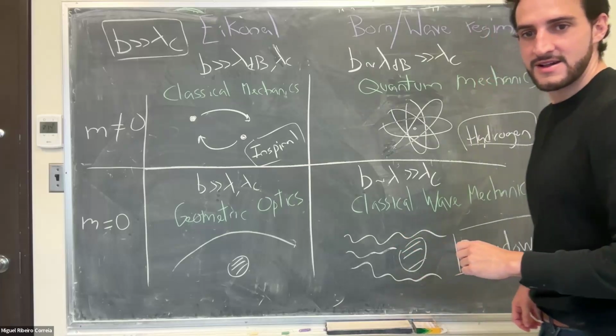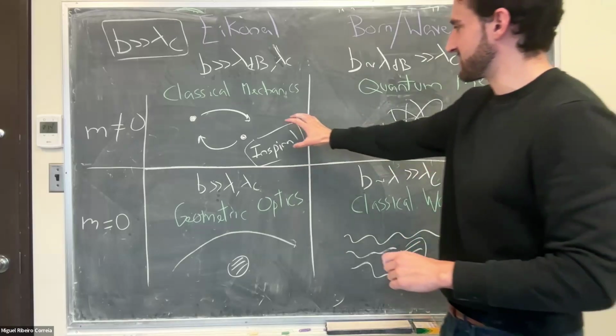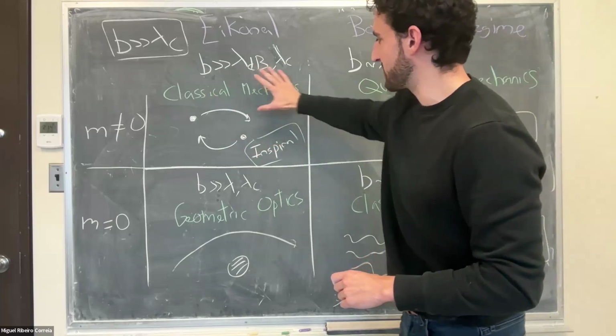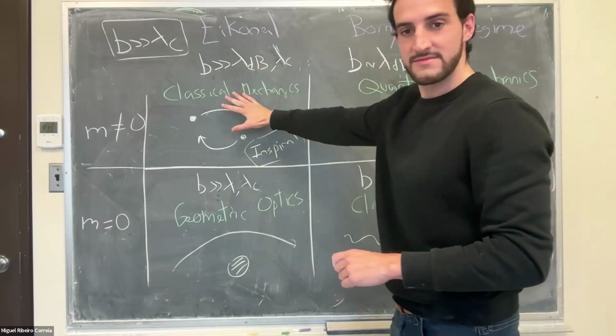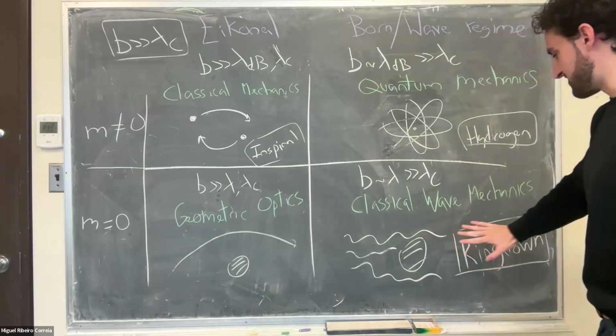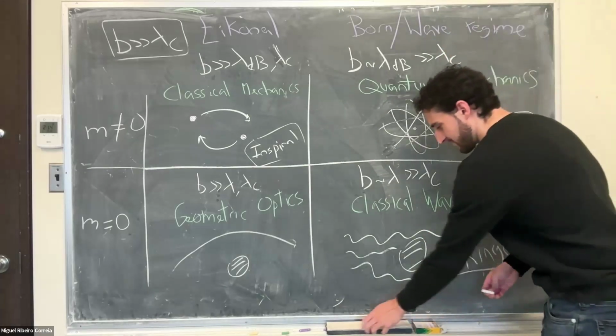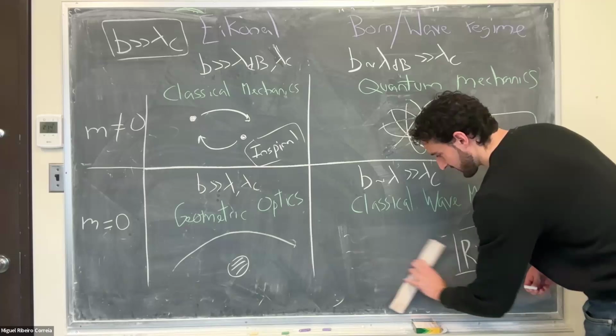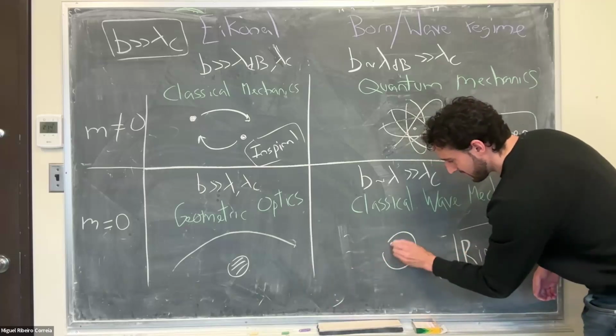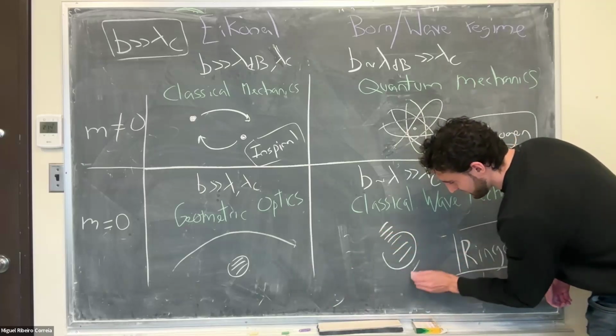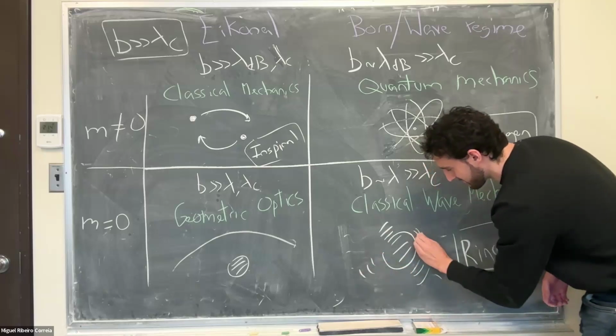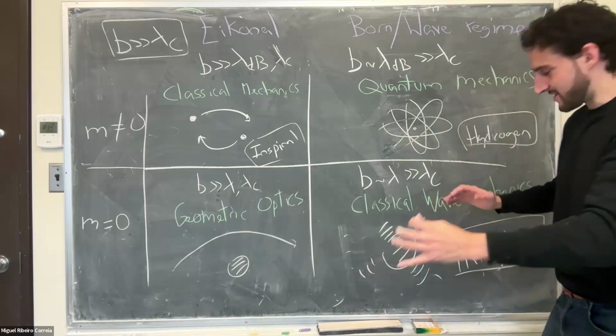So you see the two regimes are exactly like this. In the inspiral, I have a classical mechanics description, and in the ringdown, more appropriately, I have a black hole which is a bit excited and emits some gravitational waves. It's kind of oscillating, and yeah.